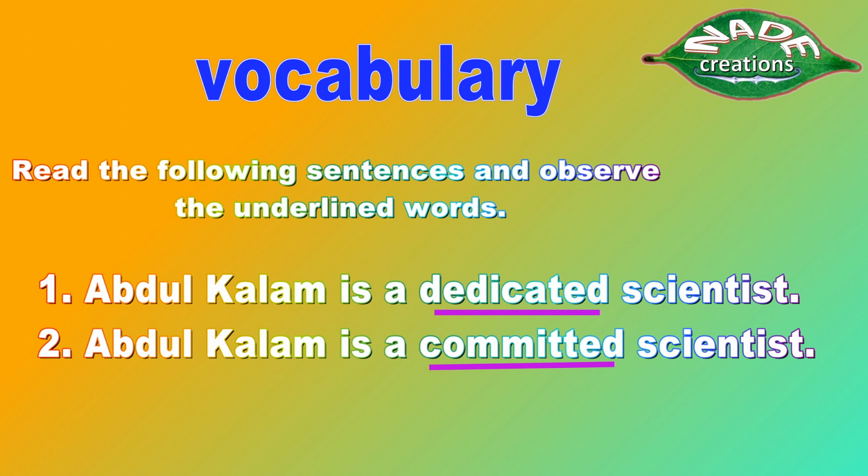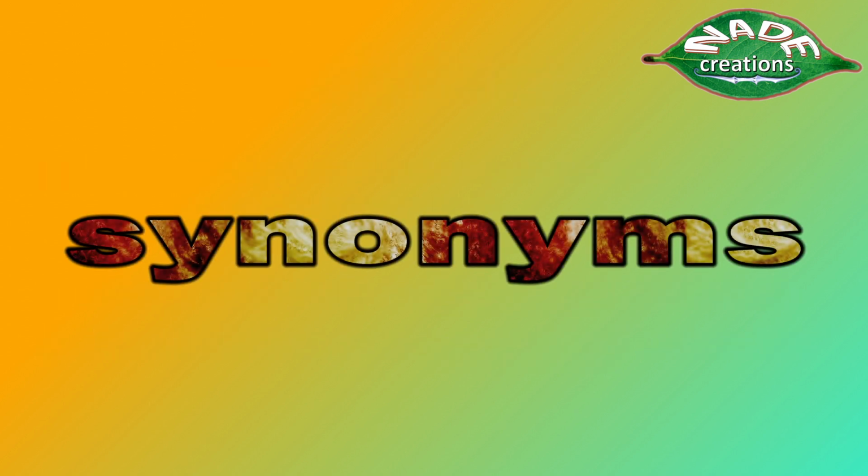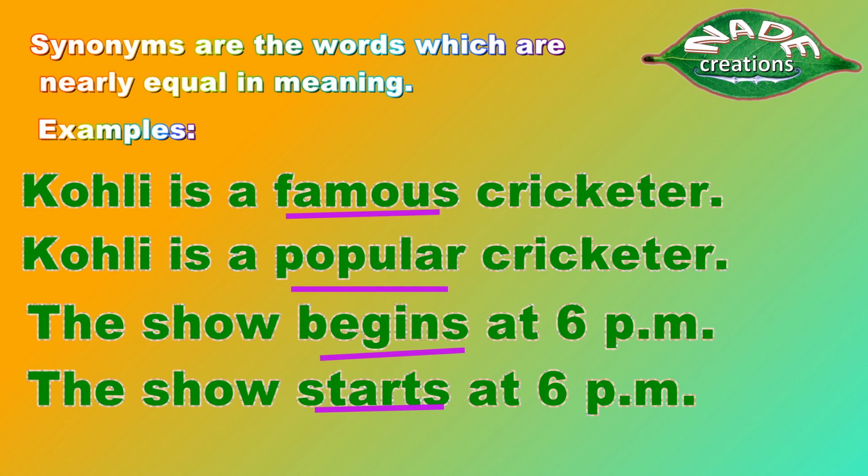Read the sentences and observe the words underlined. Abdul Kalam is a dedicated scientist. Abdul Kalam is a committed scientist. You may observe that both sentences give the same message because of the underlined words. Such words are called synonyms. Synonyms are the words which are nearly equal in meaning.